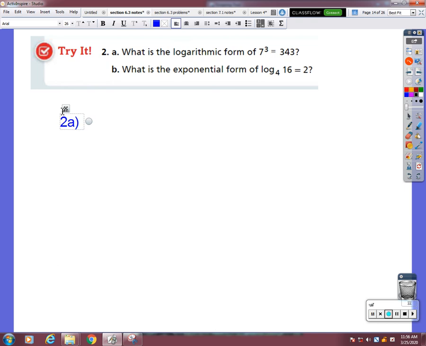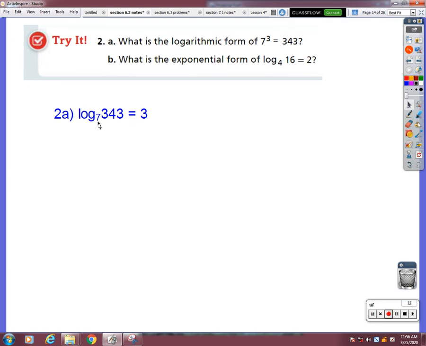What is the logarithmic form of 7 to the third equals 343? That would be log base 7 of 343 equals 3. The base of the exponent becomes the base of the log, and these two guys switch around. So the way I read this is this number to this power equals this number right here.